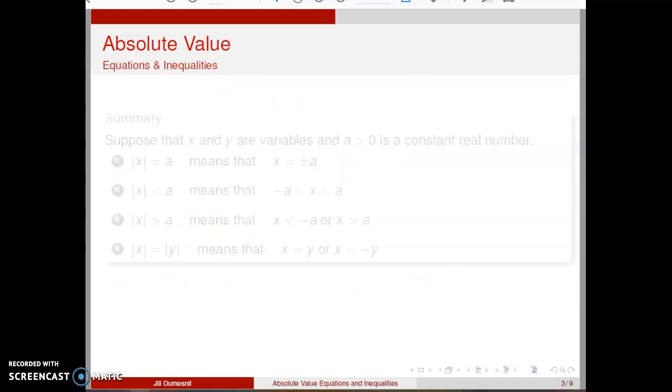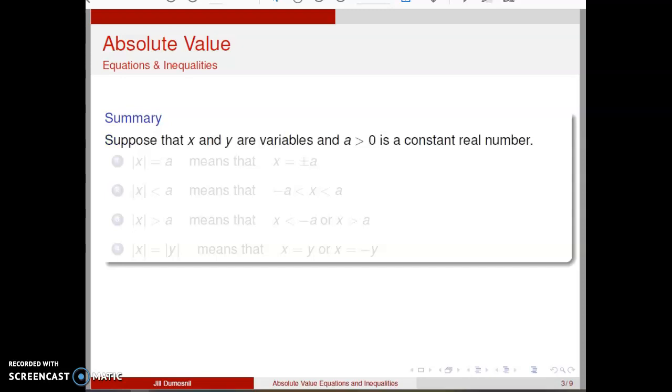Now let's consider equations and inequalities involving absolute value. We will present a summary of how to address the absolute value in 4 main cases and then provide examples to illustrate. Suppose that x and y are variables and a is a positive real number. Absolute value of x equal a means that x equals plus or minus a.